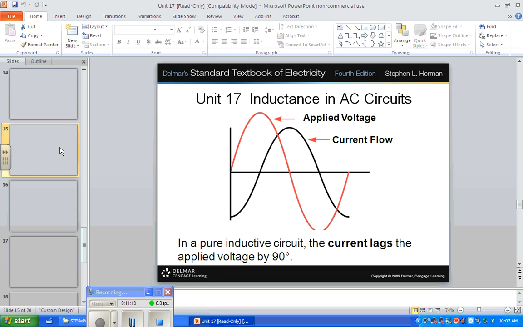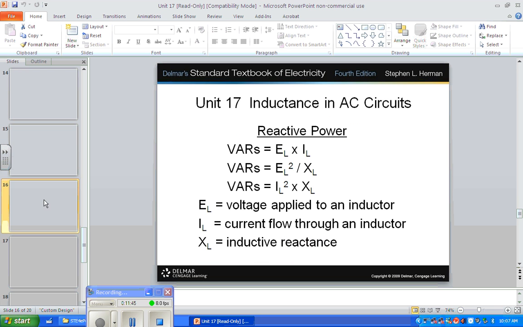Now, what you need to know is that the current and the applied voltage happen out of phase, up to 90 degrees out of phase, but it will almost never be 90 degrees. It'll be some portion of 90 degrees. It will usually not be 90 degrees because of the phase angle. We need to talk about phase angle later, but we'll talk about that another day.